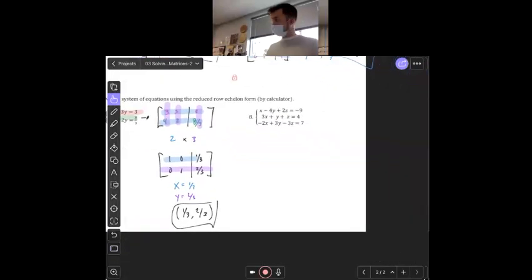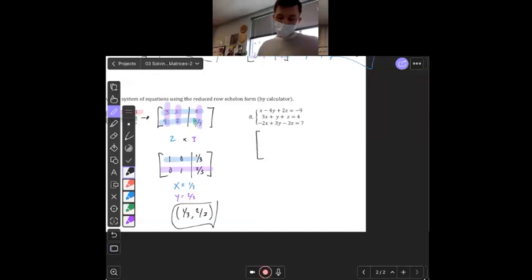We're going to do that again with the bigger one. Okay. So you just need to write this bigger matrix. 1, -4, 2, augment bar, -9; 3, 1, 1, 4; -2, 3, -3, 7. Double, triple check each of those entries. Make sure you wrote the right thing.